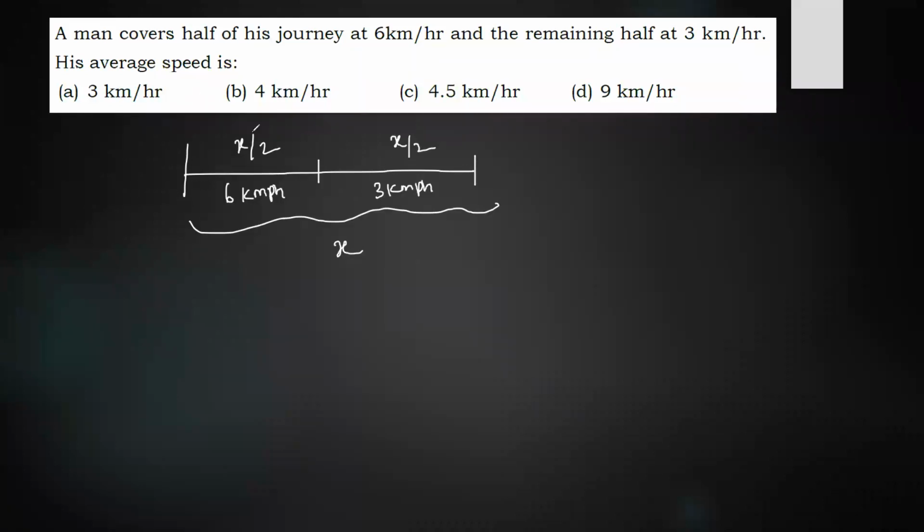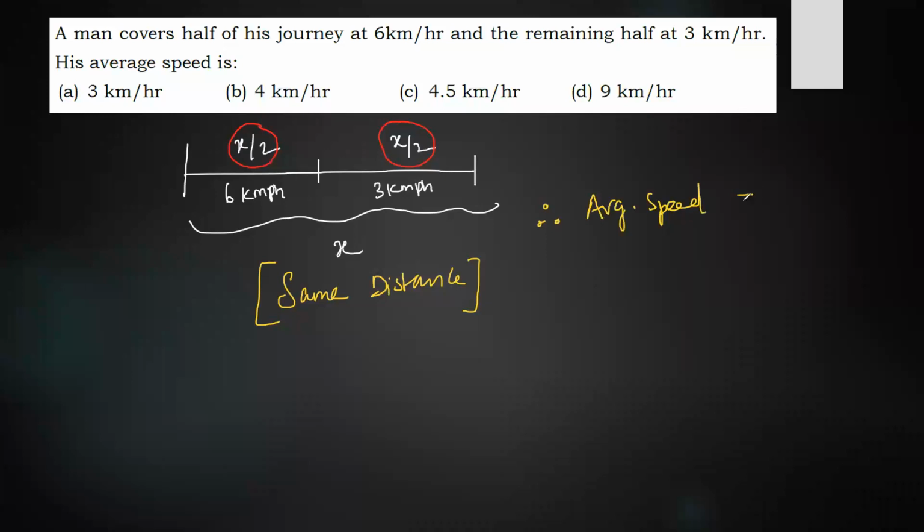Harmonic, right? Since the distances are the same, first half, second half. Same distance but different speed, you need to apply the harmonic mean. So clear? Therefore, the same distance, so apply the harmonic mean.